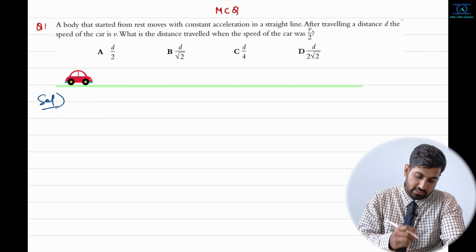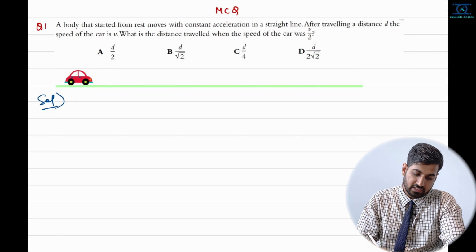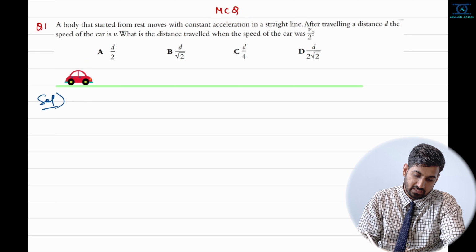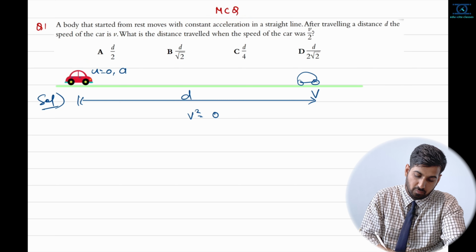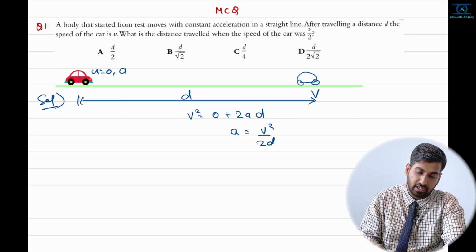So here what we can say is, let us say the speed of the car at this position is v. It covers a distance, let us say d, and it started from rest, so u is 0, and let us say acceleration is a. So I can use v square is equal to u square, which is 0, plus 2a into d. So acceleration will be v square by 2d, right?